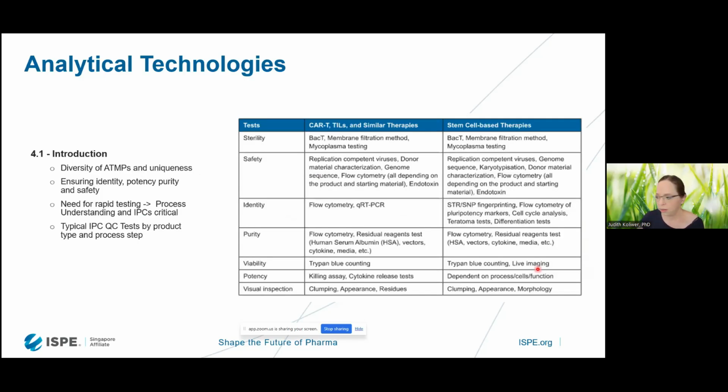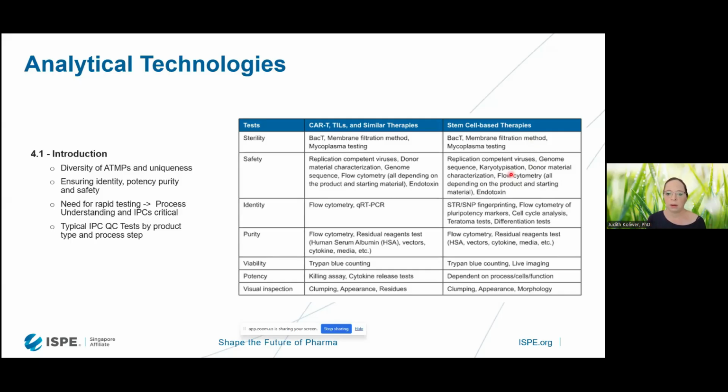And if we go into the release test just a little bit more in detail, we have separated between our classic T-cell therapies, like CARs and TILs, on the one side, and then the stem cell-based therapies on the other side. As we see, the majority of them is very similar, right? So when it comes to sterility, the BACT, mycoplasma, that's all very common.